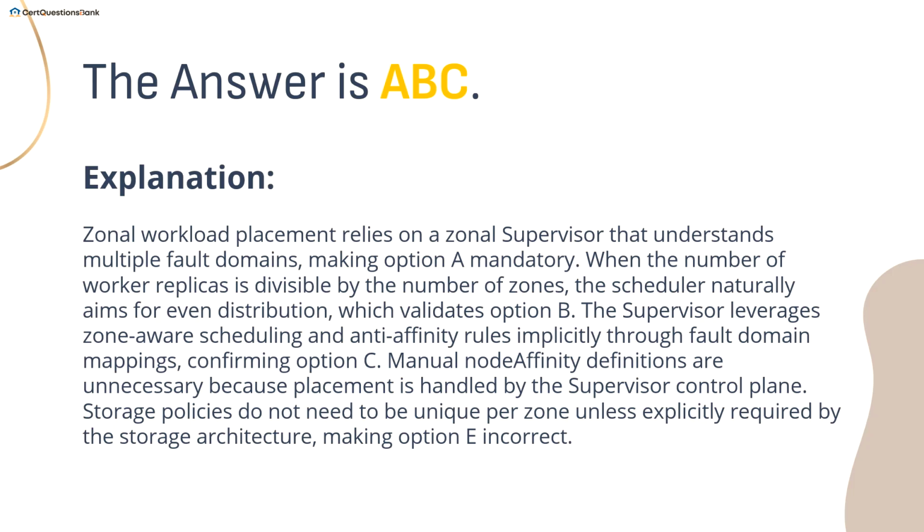Confirming option C. Manual node affinity definitions are unnecessary because placement is handled by the supervisor control plane. Storage policies do not need to be unique per zone unless explicitly required by the storage architecture, making option E incorrect.